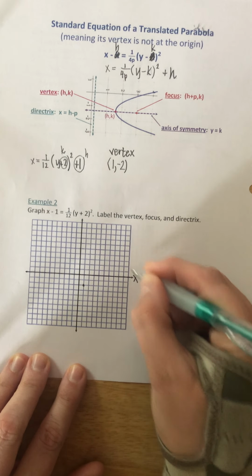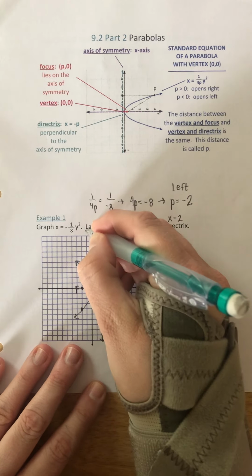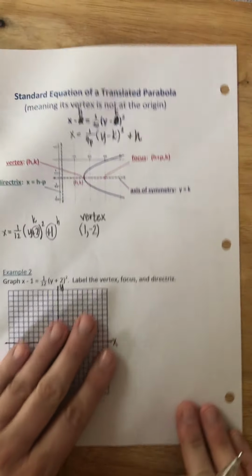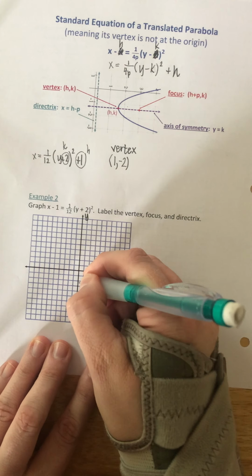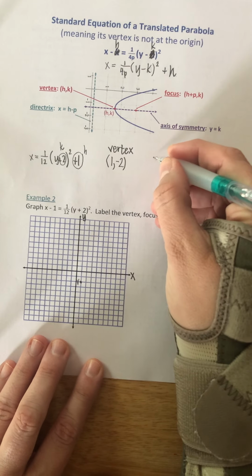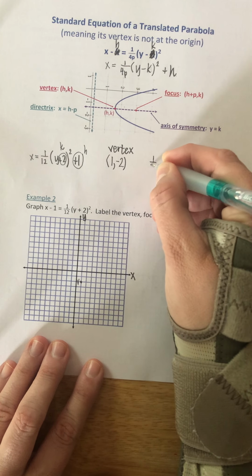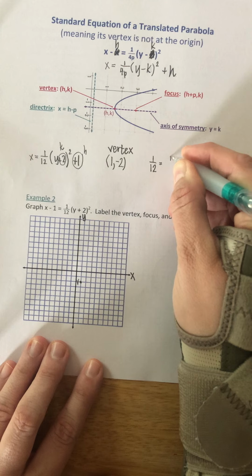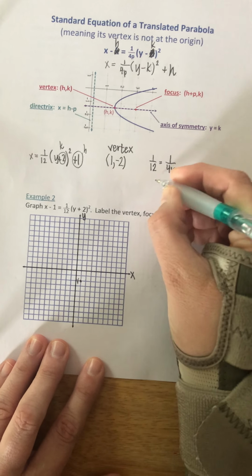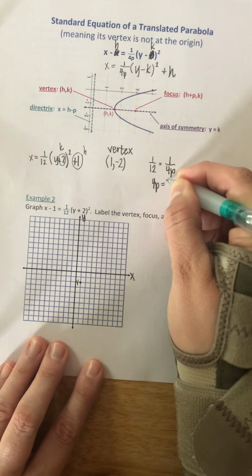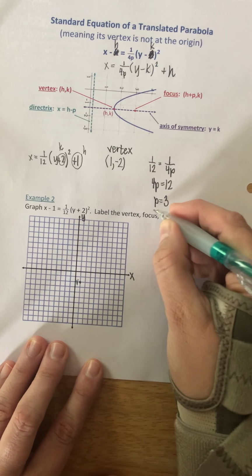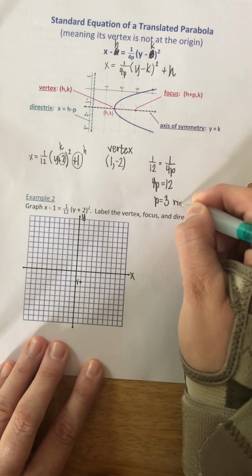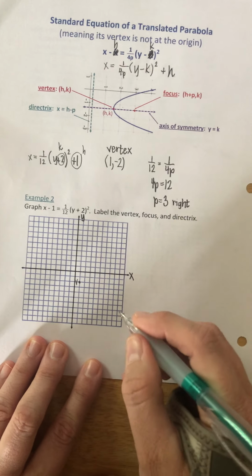You know what? I don't think I labeled my x and my y on the other side. Nope, sure didn't. Let's fix that right on up. Okay. So I have my vertex plotted already right here. All right, now I'm going to take a look at the fraction that we have, which is 1/12. And I'm going to set that equal to the 1/4p. And I'm going to cross multiply, so I get 4p equals 12, and dividing by 4 means that p is 3, and that tells us that we are going to be opening to the right.